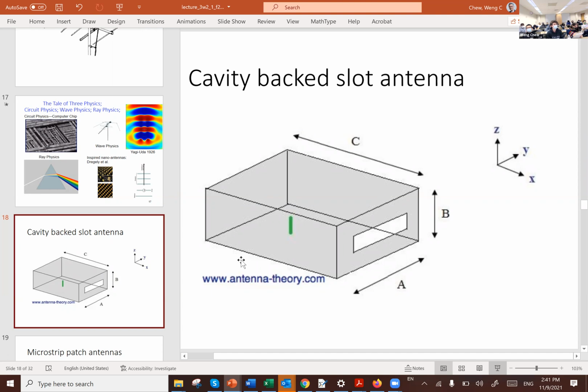The electromagnetic field inside the cavity becomes stronger and stronger. And then if you look at the field at the aperture of the hole, which we call the slot of the antenna, the electromagnetic field is very strong. And it will start to radiate better and better. And this is how a cavity-backed slot antenna works.